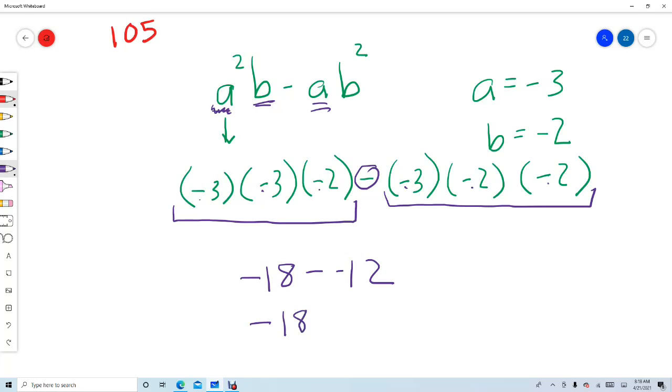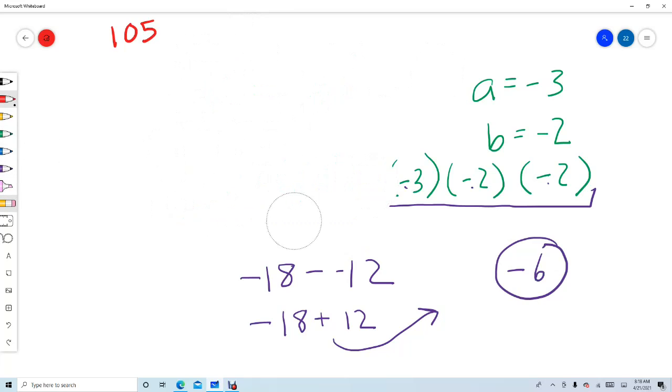When you subtract a negative number, you add it. And then negative 18 plus 12, we're at negative 18 on the number line, and we go in the positive direction 12, we're going to end up at negative 6. And that's all lesson 105 is. That's really all the practice gives you there.